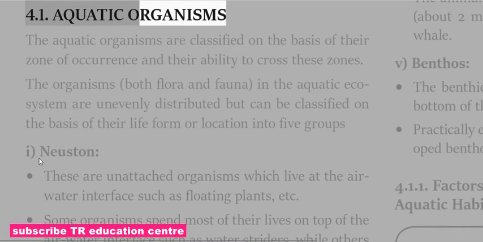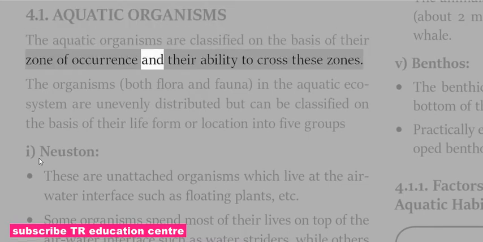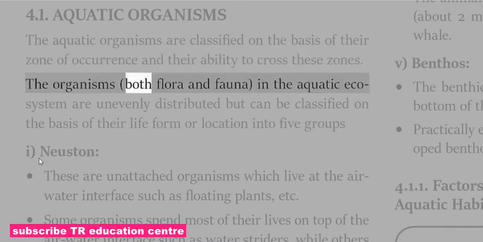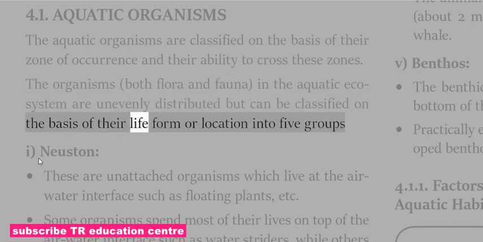4.1 Aquatic organisms. The aquatic organisms are classified on the basis of their zone of occurrence and their ability to cross these zones. The organisms, both flora and fauna, in the aquatic ecosystem are unevenly distributed but can be classified on the basis of their life form or location into 5 groups.